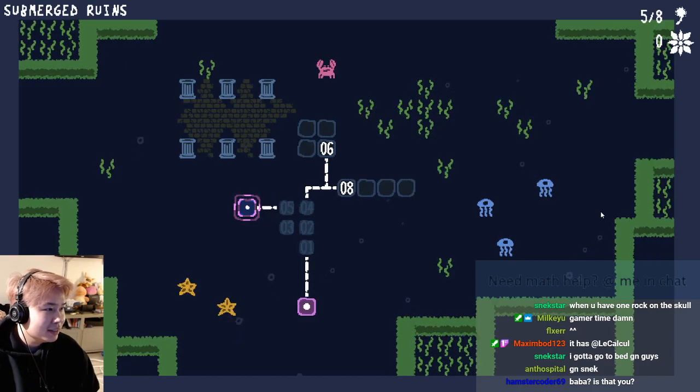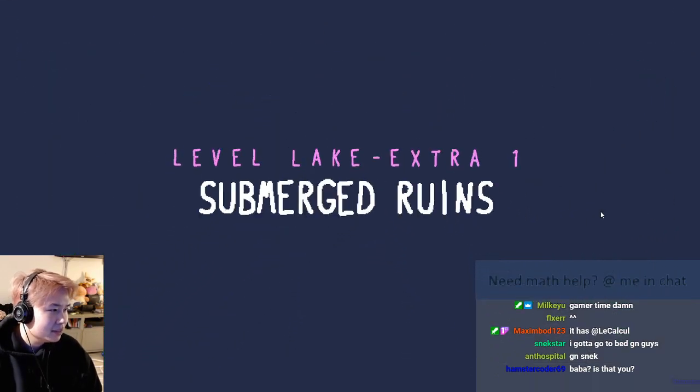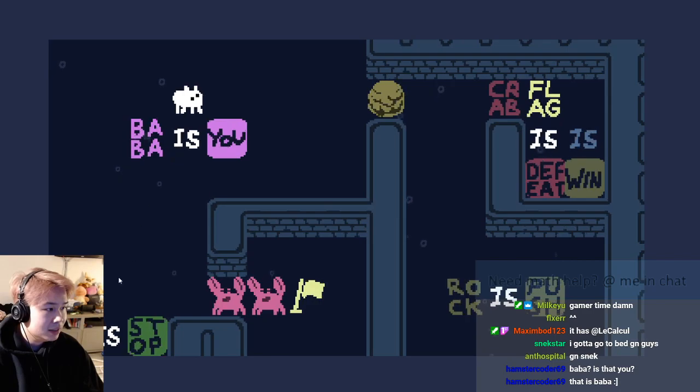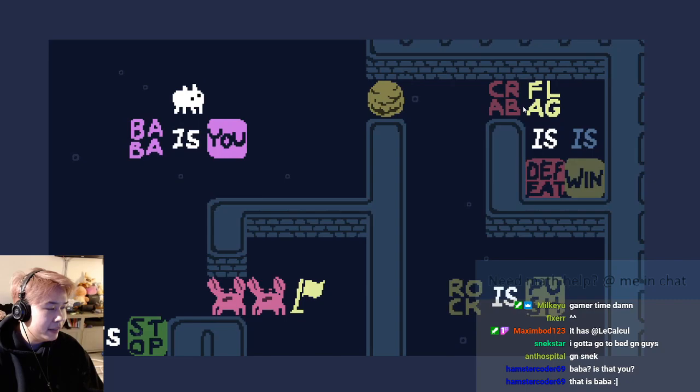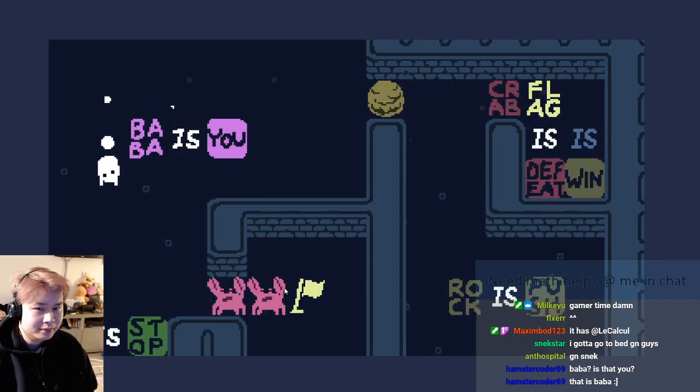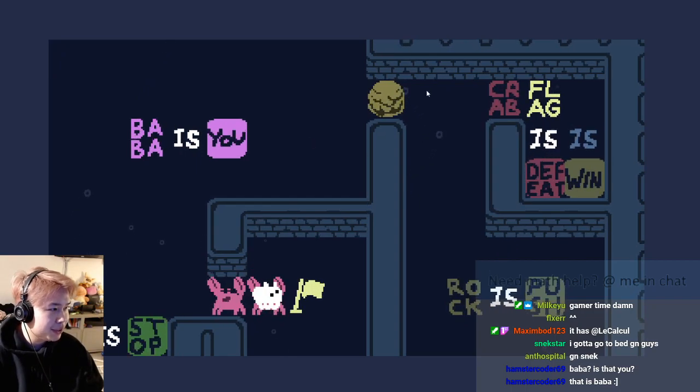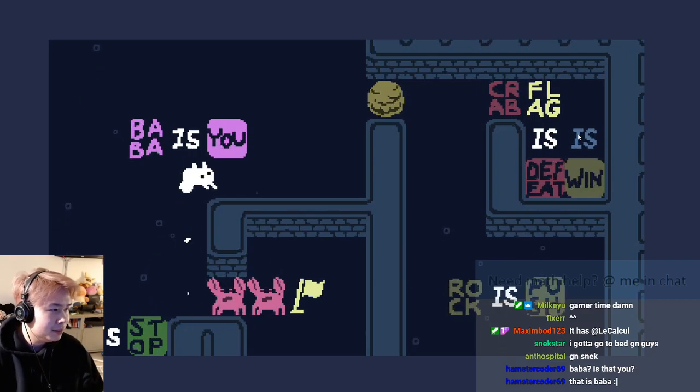Okay, what is this? Secret? Second stage? Extra. Okay. Baba's me. This says the wall is stop. Flag is defeat. Crabs are nothing right now. And rock is push. So notice that if I kept pushing this, I create two sentences, and then I don't know if that's the developer intention, but let's go with that so far.